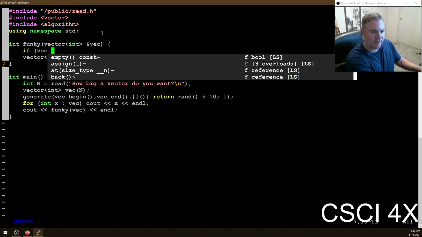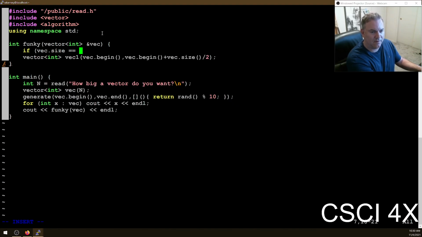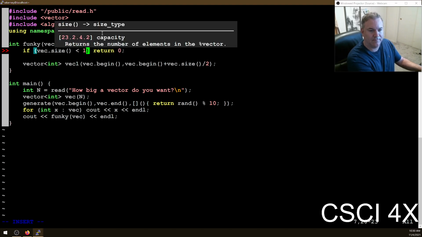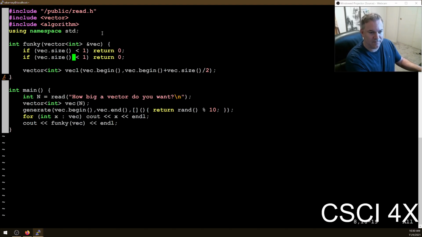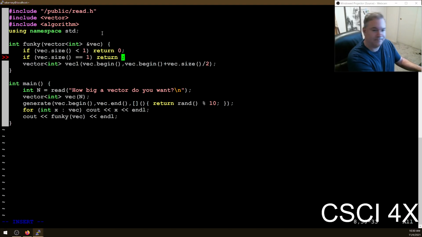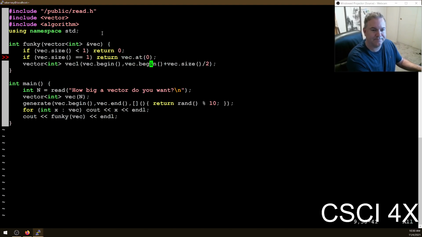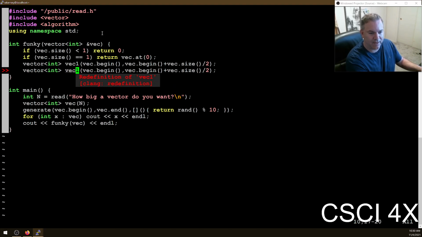So if vec dot size is 0, we return 0. So if we don't have any elements in us, return 0. Shouldn't happen, but you know. Let's just say less than 1. Vector dot size equals 1. Then we just return vector dot at 0. Technically, we don't need a bounds check there, but who cares? Okay, so we're going to make two subvectors, the left half and the right half.